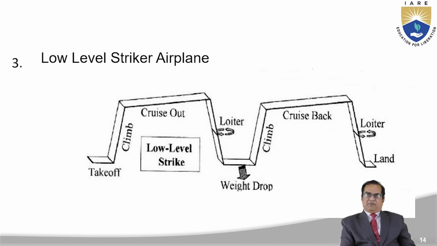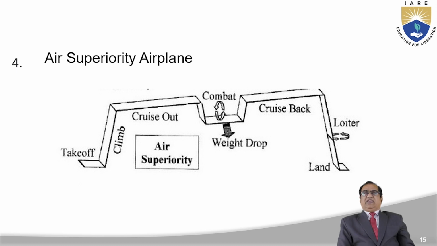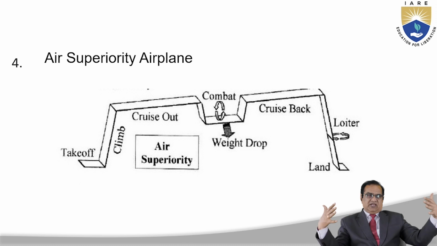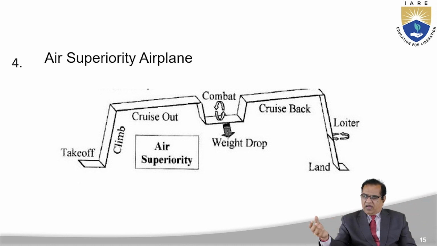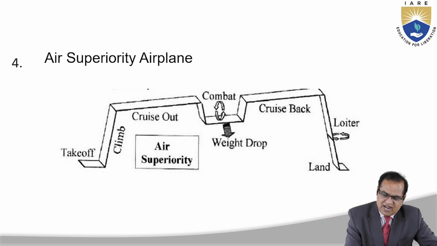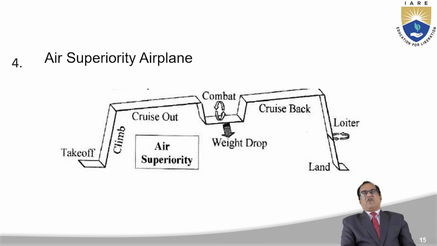Then air superiority aircraft can do combat, dog fighting and other things. So they will not come down very low, but from that height only they will drop the missiles, bombs, some rockets, and some other things they will have. This is how the air superiority mission profile is performed.